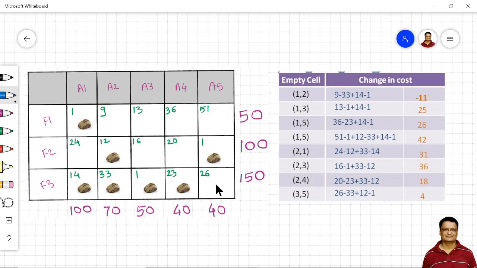For the last cell, the loop will be like this, and it will give you a value of plus 26, minus 33, plus 12, minus 1, and that gives the change of cost as 4. You can notice here that we got only one negative value, that is minus 11, which means that at this 1 2 cell, if I allocate 1 unit, the total transportation cost will be reduced by 11 units, and we are interested in this cell.